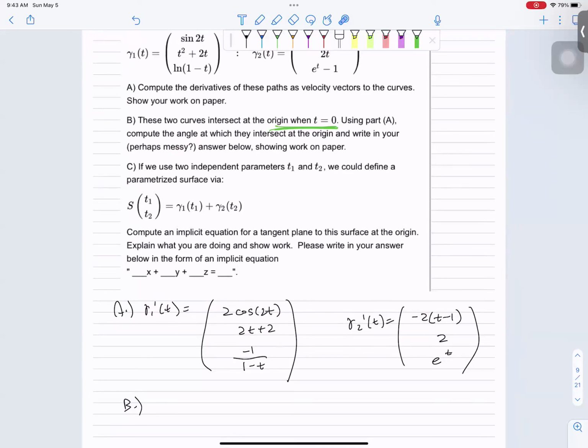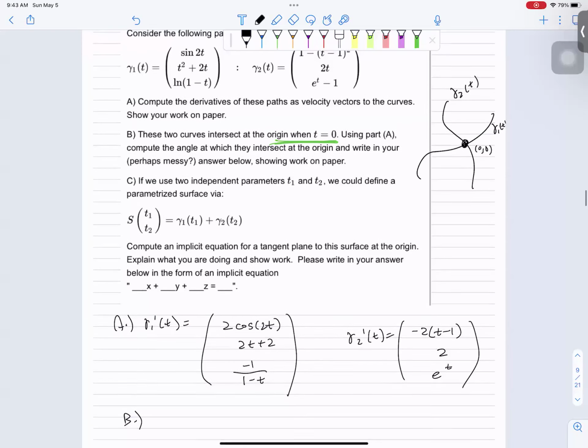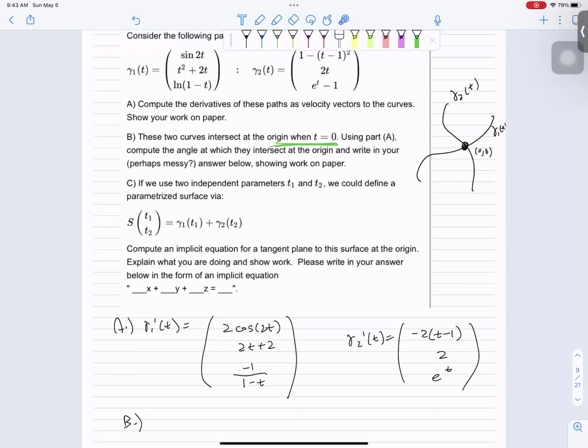So we have these two curves. Let's call this gamma 1. This is gamma 2. And they're telling me they intersect at the origin when t equals 0. And they want us to find what is the angle between them. What is this orange thing?